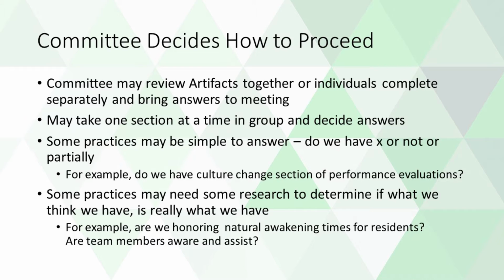Some practices may be simple to answer, such as, do we have it, do we not have it, or partially, the three choices. For example, do we have culture change sections of performance evaluations? That one's probably pretty easy to figure out. Some practices are a little more complex and a little more widespread, and the team may need some research to determine if what we think we have, do we really have it? For example, a practice on the tool is, are we honoring natural awakening for residents? Are team members aware of it and assist?